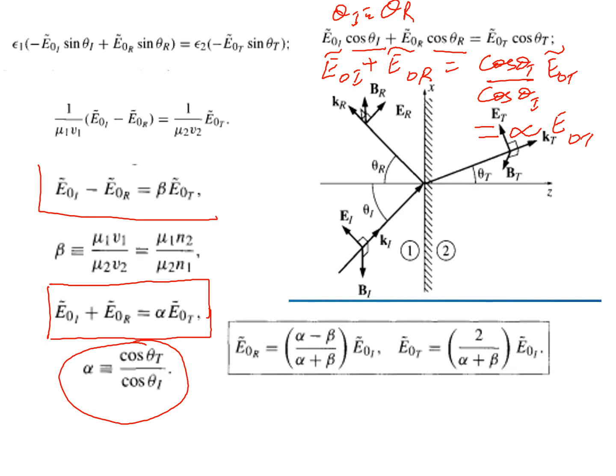Earlier we got an equation E0I minus E0R equal to beta E0t. So we got two equations in E0I, E0R and E0t. We have to solve these two equations to get the value of E0R and E0t in terms of E0I. The only known things are E0I, alpha and beta. We know theta I and theta t, and also beta, so alpha and beta we can calculate using these known factors. Okay, so now solve these two equations. How to solve them? You can sum these two equations. When you sum them, E0R and E0R get cancelled. So 2 E0I equal to E0t times alpha plus beta.